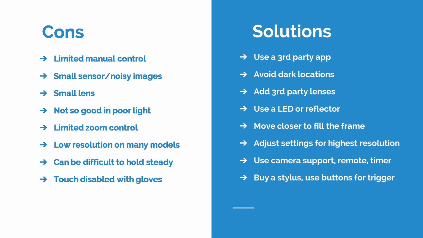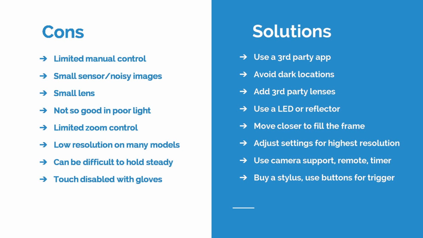So when we talk about limited manual control, there are many third-party apps that give us full control of the camera on a camera phone. Just about every control except for aperture, that's the f-stop value. I'm not sure if anyone has used an app with f-stop value that is controllable, but I'm yet to find one. Has anyone used one? No. As far as a small sensor is concerned, noisy images, to handle that we avoid dark locations, which isn't always possible.